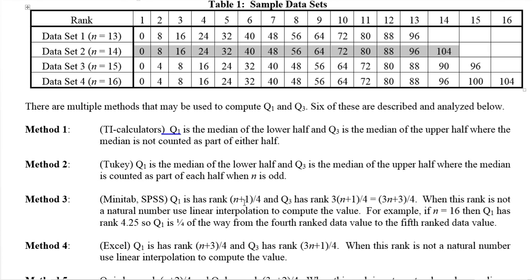However, if there are 14 data points, let's see what that does. 14 plus 1 is 15/4, which is 3 3/4. So it's something between the 3rd and the 4th one, but not halfway between. Not halfway between 16 and 24, but 3/4 of the way from 16 to 24, so closer to 24 than to 16. Similarly, we do 3 times (n+1)/4 for the rank of the Q3.